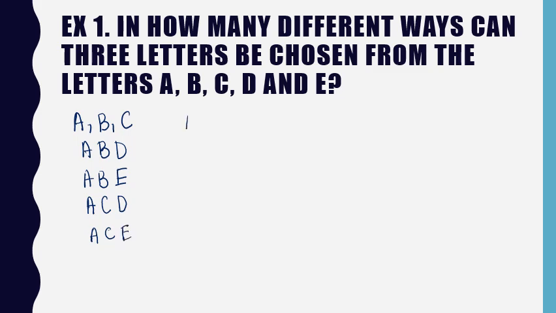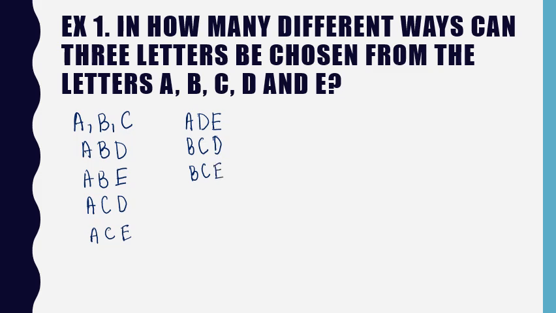Okay, so then I could move on to A, D. A, D, B, I already have that one. A, D, E, I don't have that one. Now I already did A with all the letters, so I'm going to move on to B and C together. B, C, and D, I don't have that one. B, C, and E together, I don't have that one either.